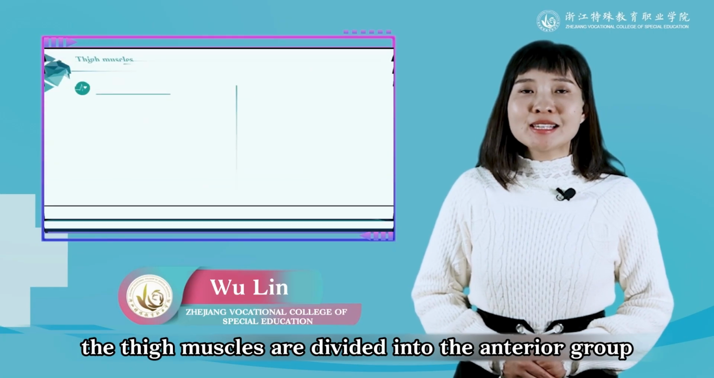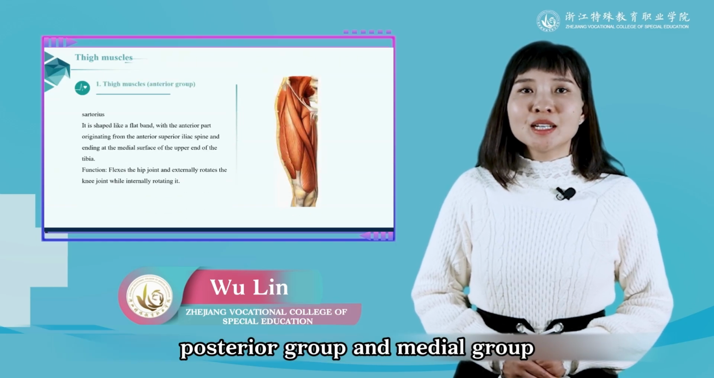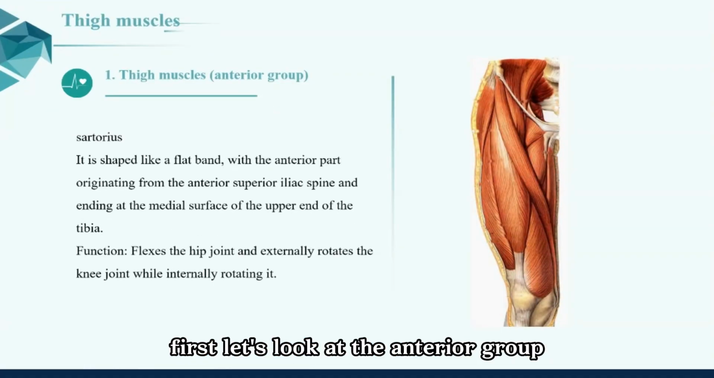The thigh muscles are divided into the anterior group, posterior group, and medial group. First, let's look at the anterior group.